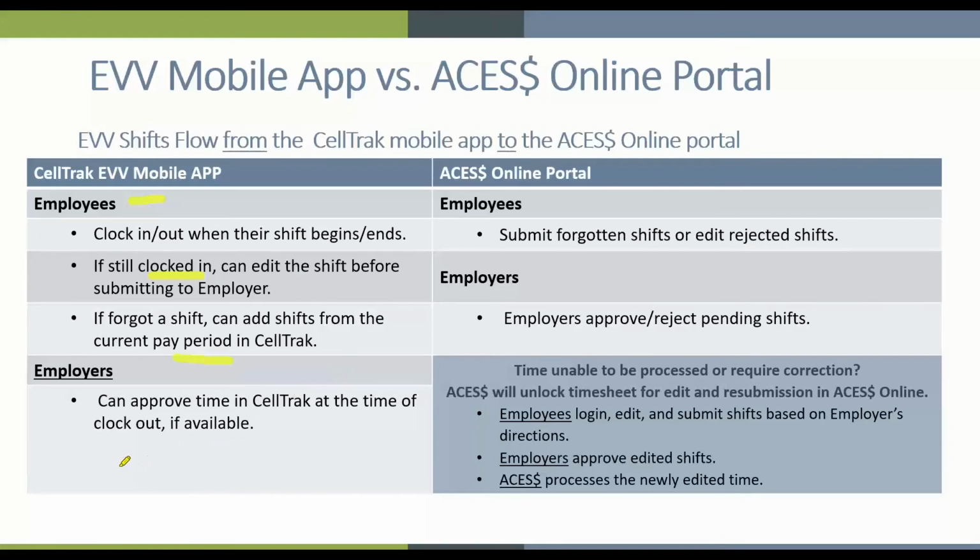Now, employers using CellTrack, you can approve time in CellTrack at the time of clock out. So the employee clocks out on that finished visit screen, they sign off and can hand it over to you. And if everything looks accurate, that employer can sign off on that time.